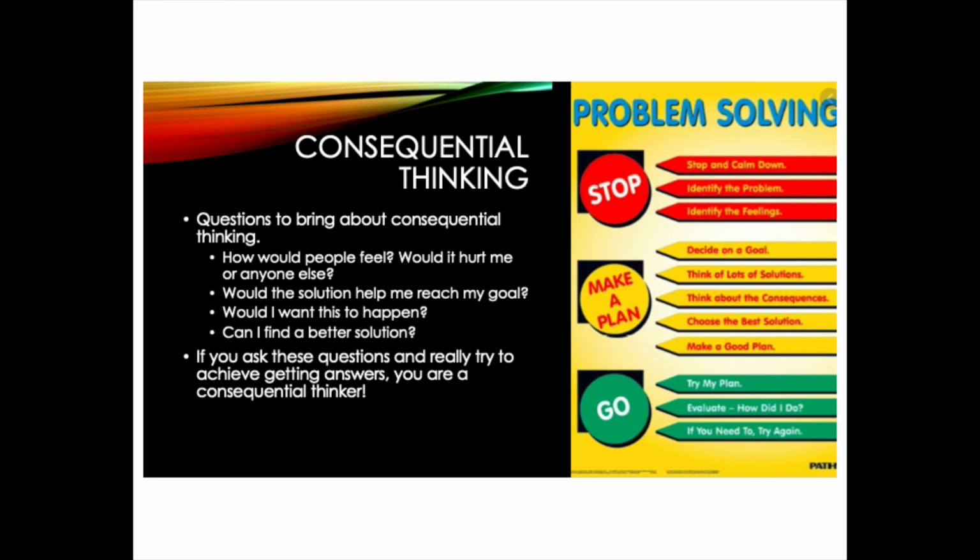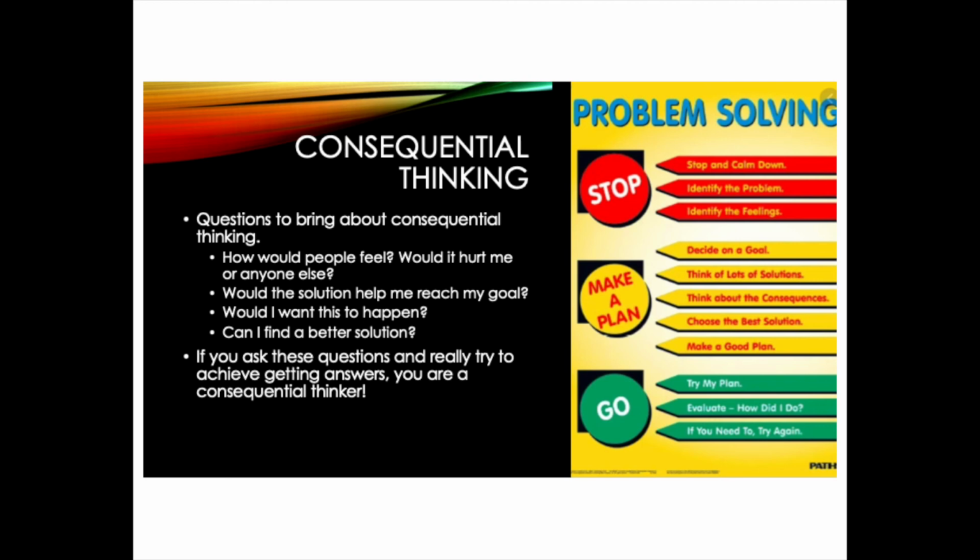So, these are some questions to bring about consequential thinking. The first one is, how would people feel? Would it hurt me or anyone else? So when you're asking these questions, you're thinking about the behavior that you want to elicit, right? You're thinking about the thing that you want to do when you're asking these questions. So these will help you decide if it's a behavior that you want to partake in or not.